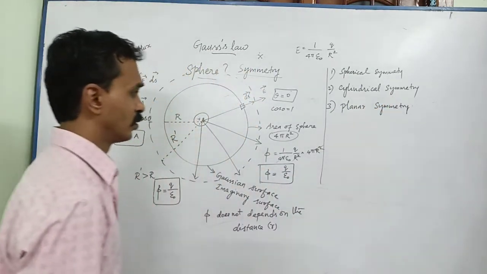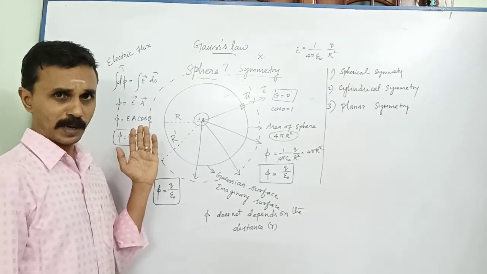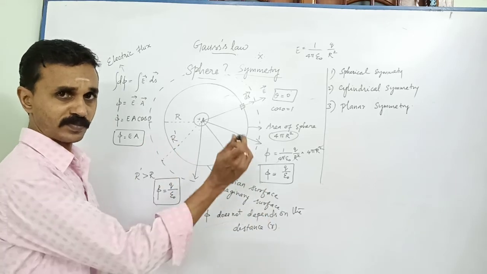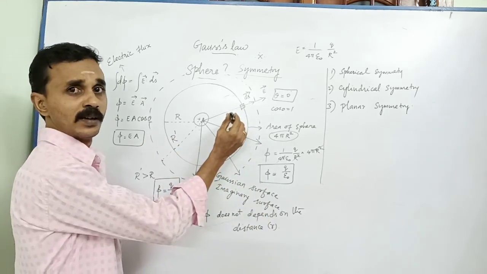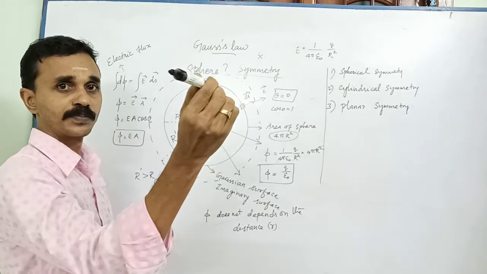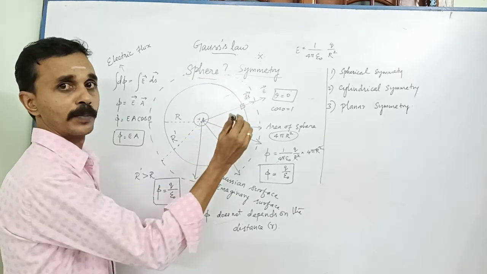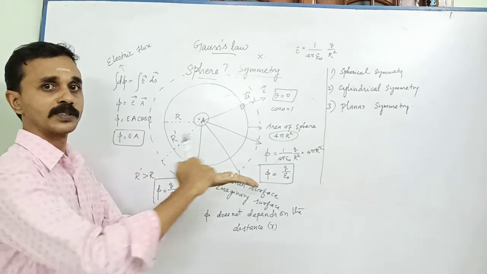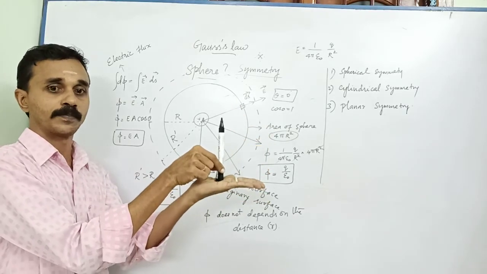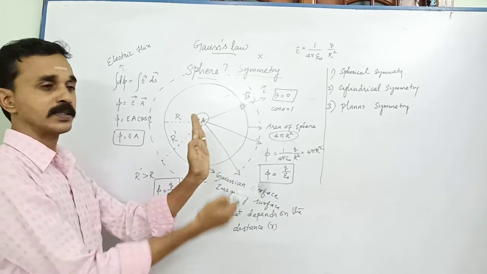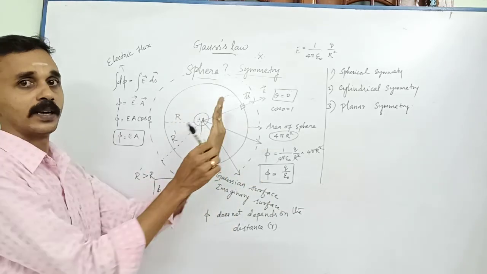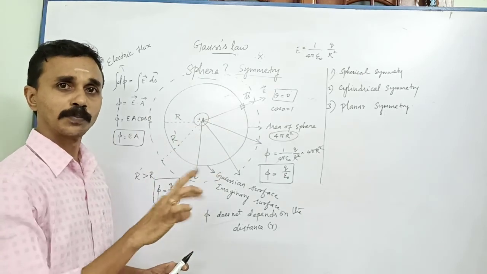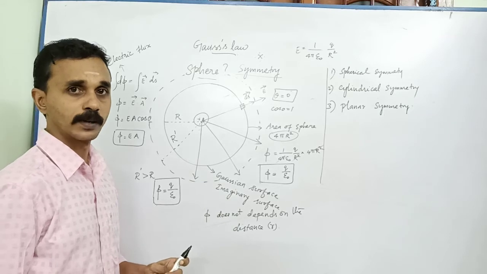Suppose you have a plane surface, if you consider this board as a plane surface, then the area vector will be acting perpendicularly away from the board like this. This is the area vector. Suppose you have a plane surface like this, and this will be the area vector. So the area vector is always perpendicular to the area which we consider.